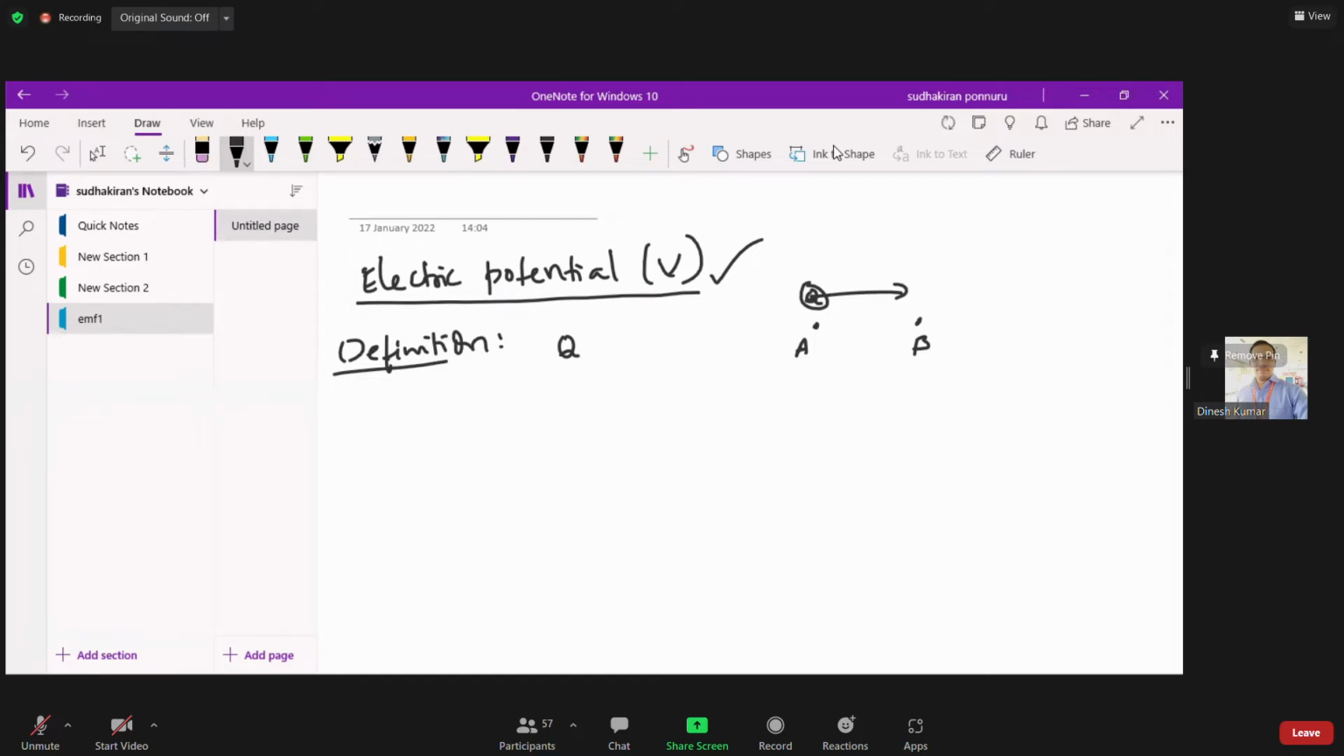The electric potential. Okay, so the electric potential is, in a simple way to tell, the work done to move a single point charge from one point to another point. Here we have indicated the first point as A, and the next point, the final destination point, is B.